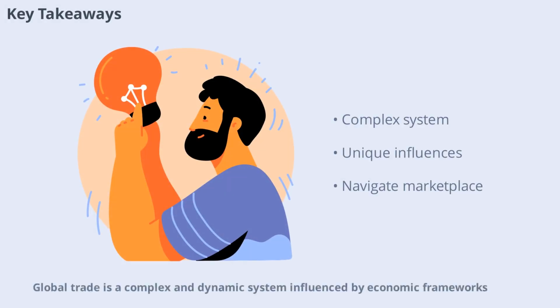Global trade is a complex and dynamic system influenced by economic frameworks. Capitalism, socialism, and mixed economies each shape trade in unique ways. Understanding these systems helps us appreciate the opportunities and challenges of international commerce. Trade agreements, technology, and environmental policies all play a role. By staying informed, we can navigate the global marketplace more effectively.